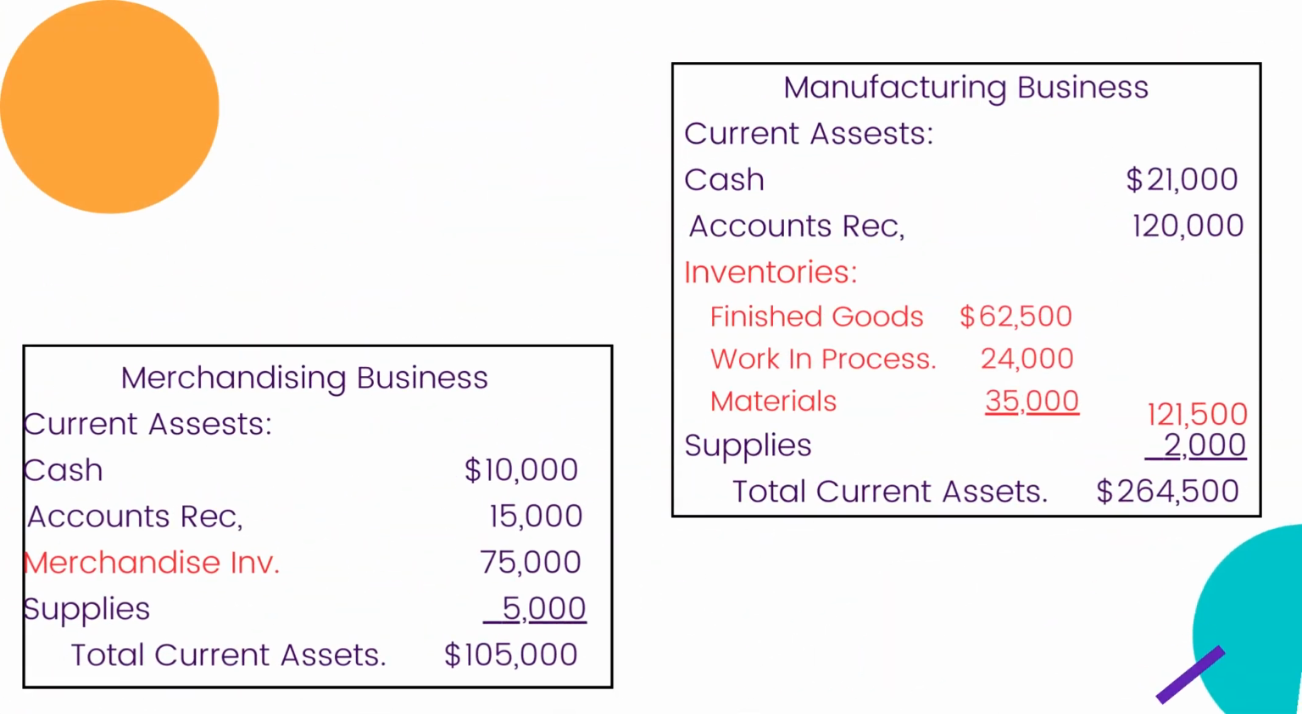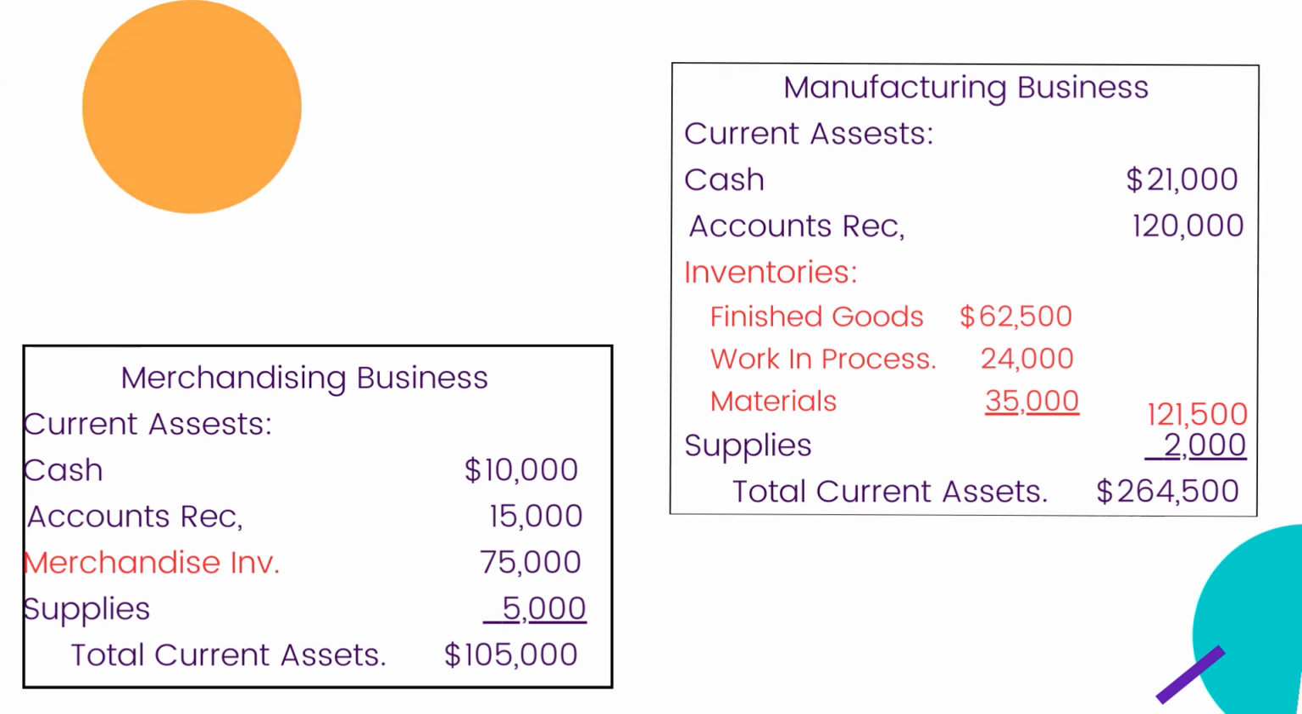So then we added those three numbers together. We got $121,500 and added all the other current assets together, which gave us a total current assets of $264,500. All right. That is the major difference between a merchandising business and a manufacturing business. The main section that will look different will be your current asset section.